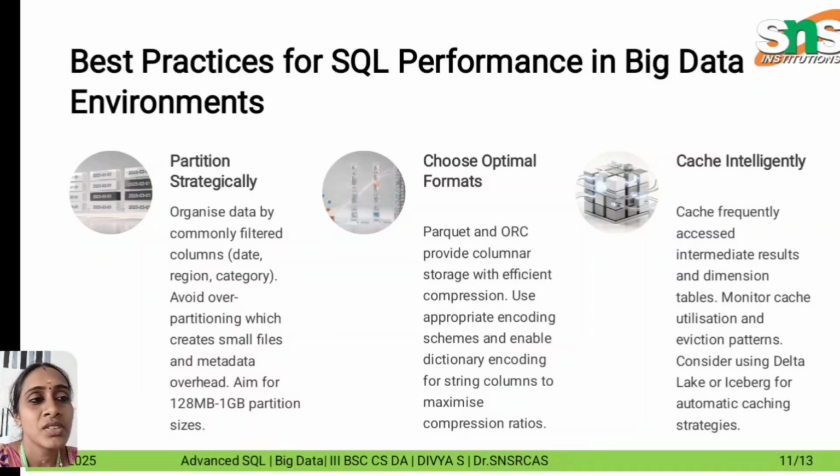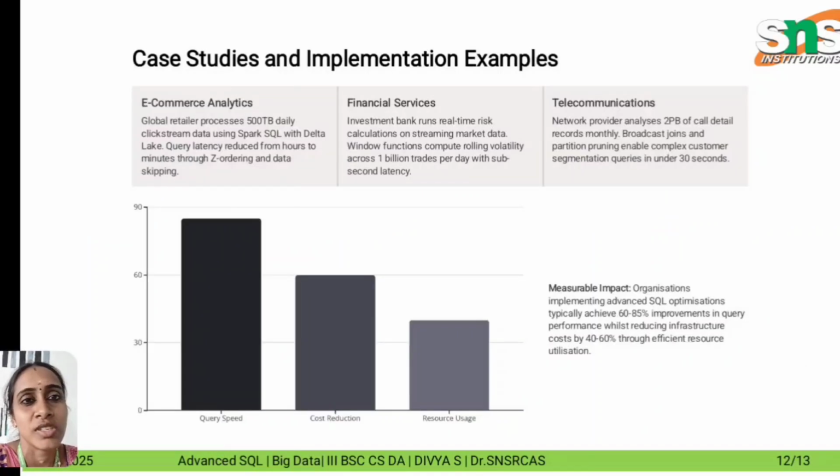Cache intentionally: cache frequently accessed intermediate results and dimension tables. Monitor cache utilization and eviction patterns. Consider using Delta Lake or Iceberg for automatic caching strategies.